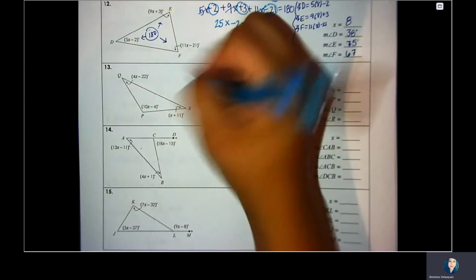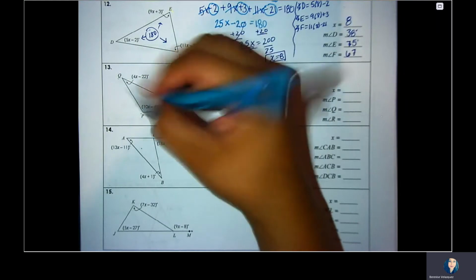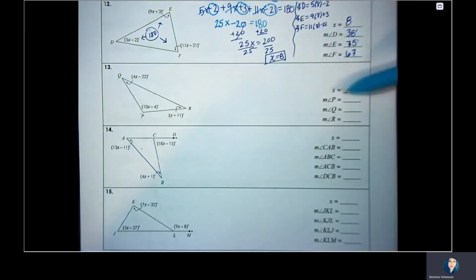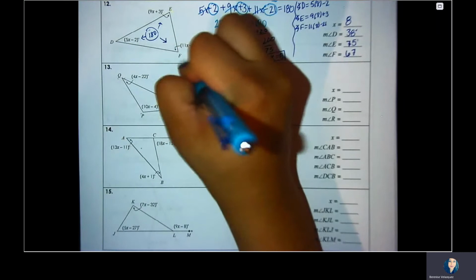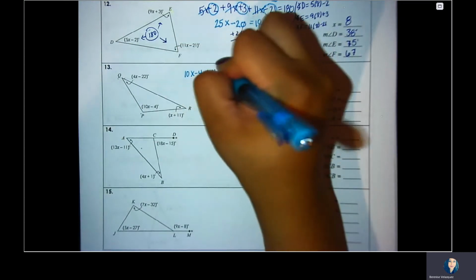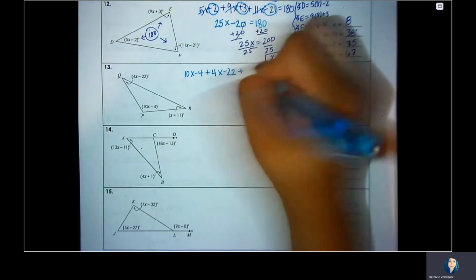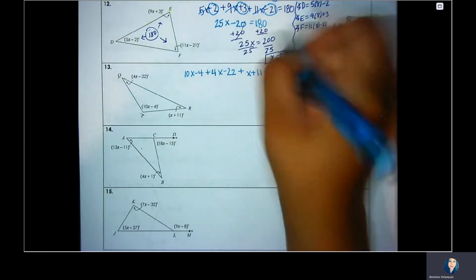literally the same thing. Start with, you know, whatever corner you want and then go from there. So I'm going to start with P, Q, and then R, just to keep them in ABC order. And also, I'm trying to keep it the same way that they're going to have it in the blanks. So P, Q, R, so I'm going to have 10x minus 4 plus Q is 4x minus 22 plus x plus 11, all of it equal to 180.